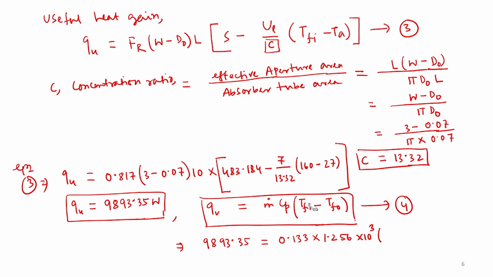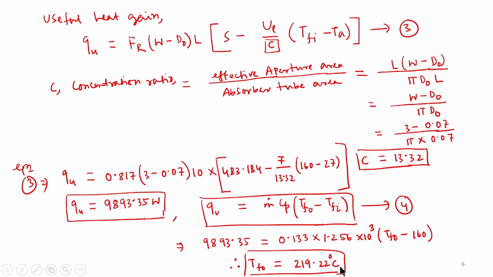So, this expression we have to reverse it. Okay. So, Tfo minus 160. Okay. So, from here we can calculate what is Tfo, which is found to be 219.22 degree C. Okay. So, we have calculated what is Tfo, right.